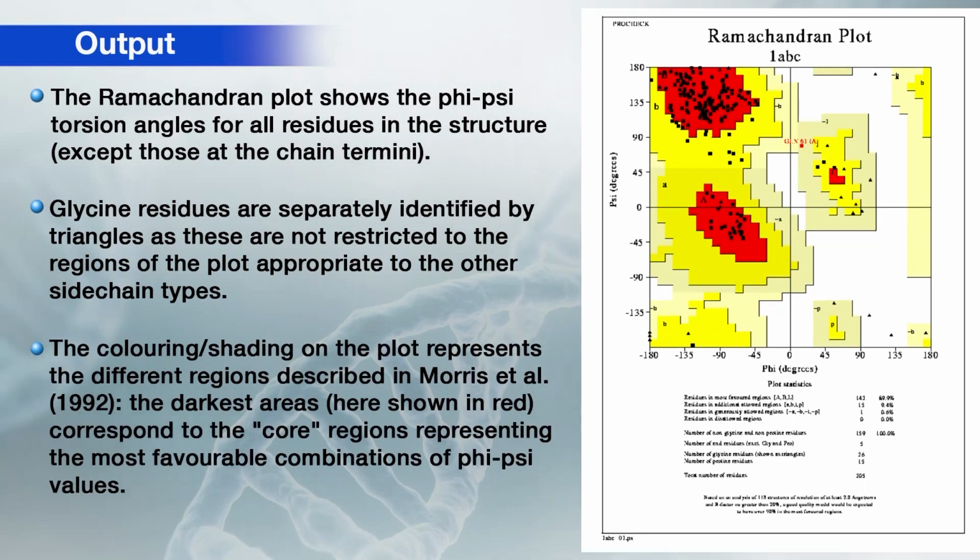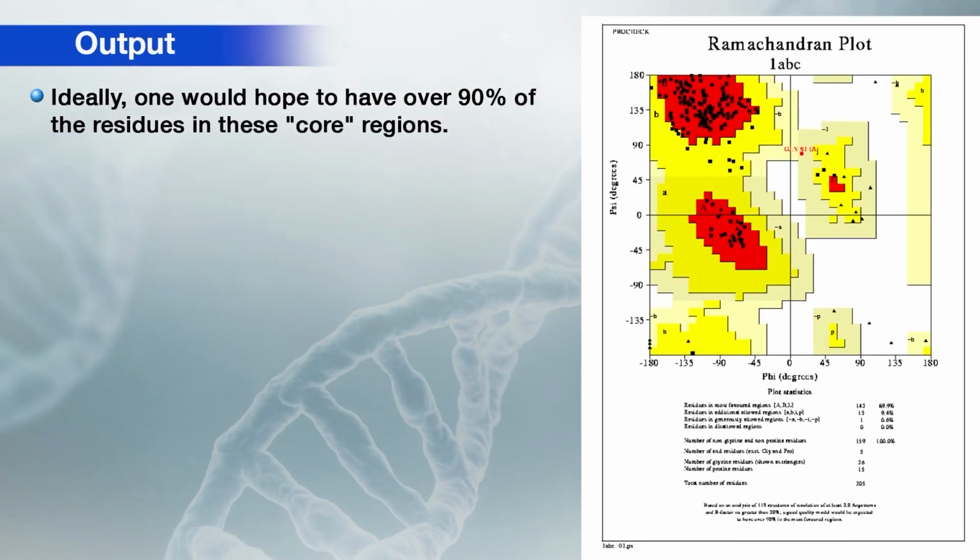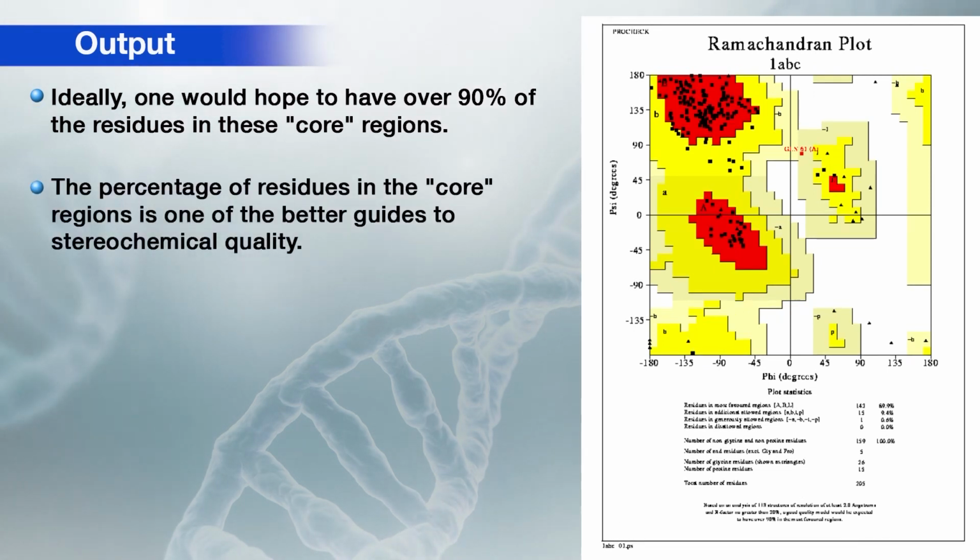The coloring shading on the plot represents the different regions described in the Morris et al. paper as well. The darkest area, shown in red, corresponds to the core regions, as we already saw, representing the most favorable combination of phi and psi values. Ideally, one would hope to have over 90% of the residues in these core regions. The percentage of residues in the core region is one of the better guides to stereochemical quality. So, all the amino acids which are in the core regions justify the best possible structure of the protein as the validated protein.